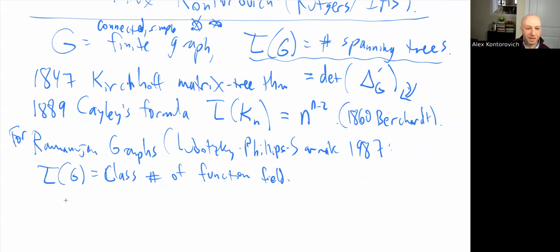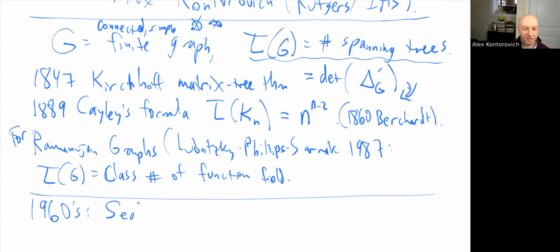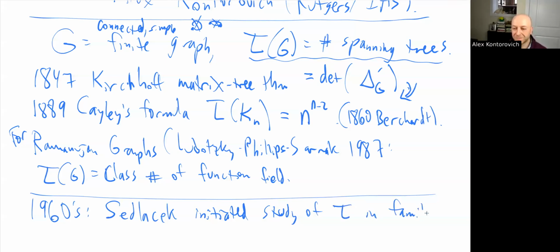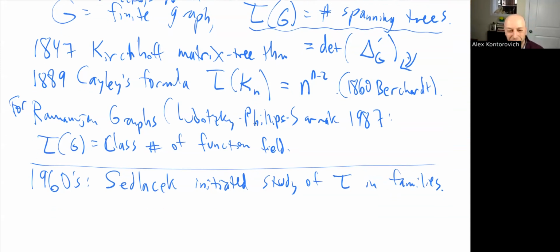Now, in the 1960s, a guy named Sedláček, a Czech mathematician, initiated a study of tau in families. I mean, I guess you could say Cayley was studying tau in a family, but the family is all complete graphs, which is a pretty thin family. But we can look at larger families.